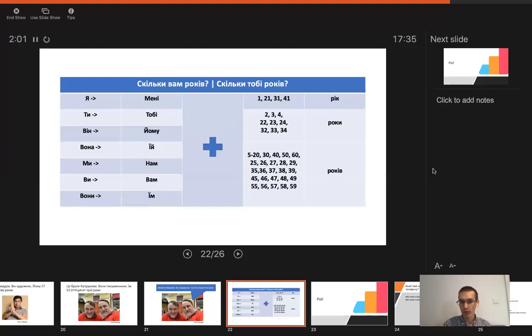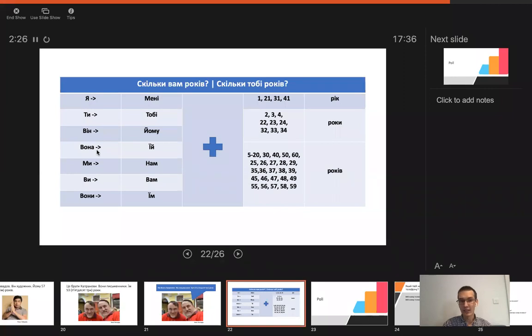Їм 14 років. Then це ви. Вас звати Анна і Яна. Вам, якщо це ви, вам 24 роки. Далі. Це вона.